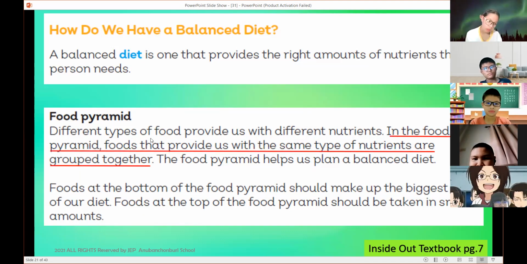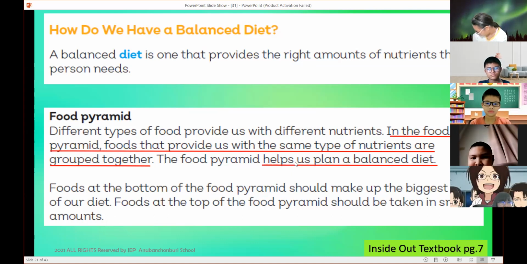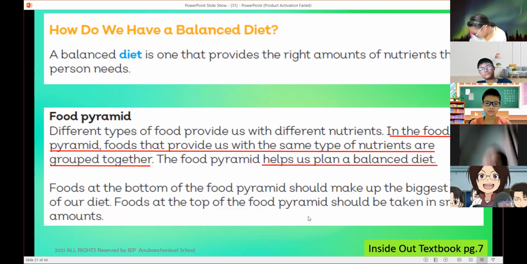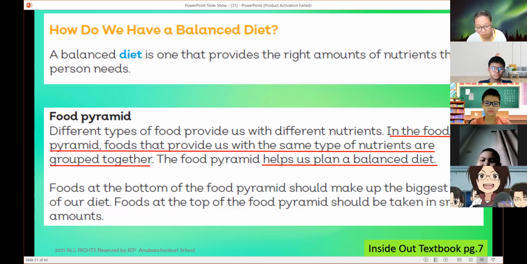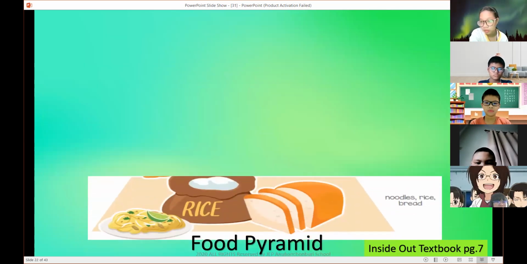A food pyramid, you can see there, groups together the foods that provide us with the same type of nutrients. This helps us plan a balanced diet, so we need to follow the food pyramid. I'm sure it is not alien to you. I think we studied this in English science, and you study the food pyramid also in your Thai science. We need to remember that foods at the bottom of the food pyramid should make up the biggest part of our diet, and the foods on top should be taken in small amounts. So we have here a food pyramid.